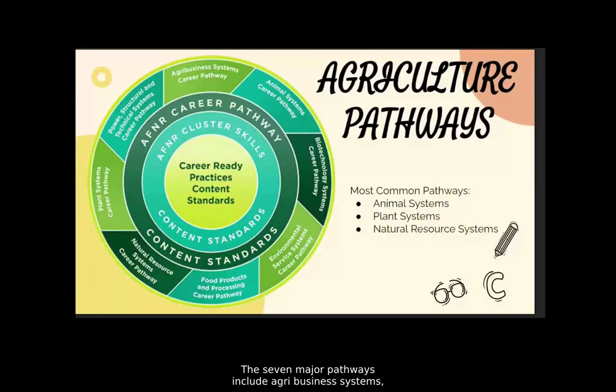The 7 major pathways include agribusiness systems, animal systems, biotechnology systems, environmental service systems, food products and processing systems, natural resource systems, plant systems, and power, structural, and technical systems. The 3 main systems we are going to spotlight today are animal systems, plant systems, and natural resource systems.